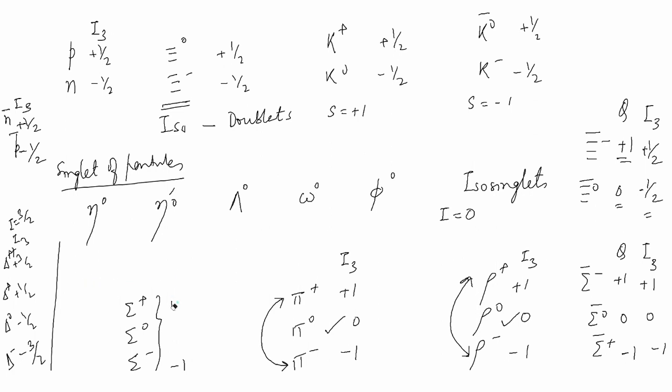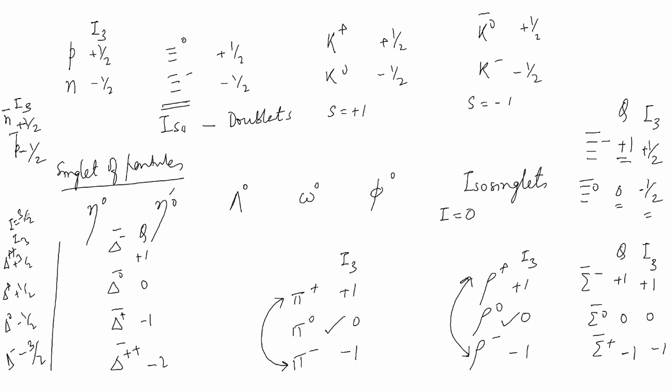What is the antiparticle of delta plus plus? Delta plus bar, delta plus bar, delta 0 bar, and delta minus bar. And what will be the charge? Plus 1, 0, minus 1, and minus 2.